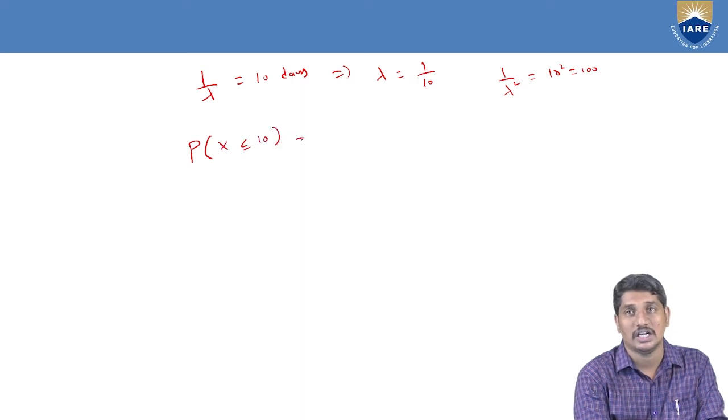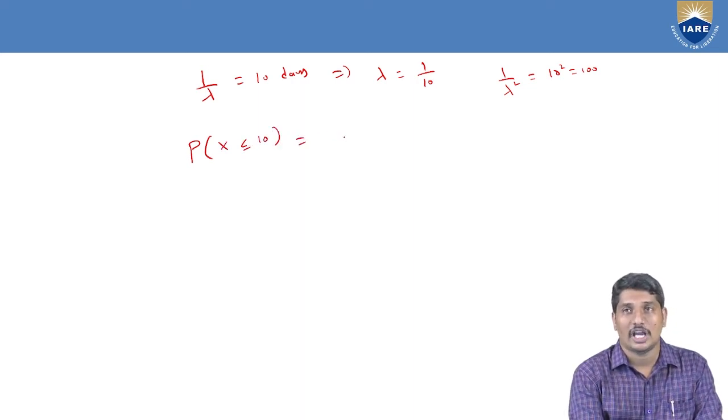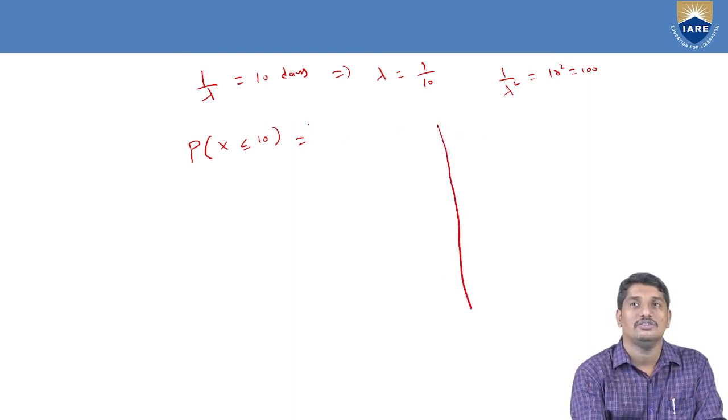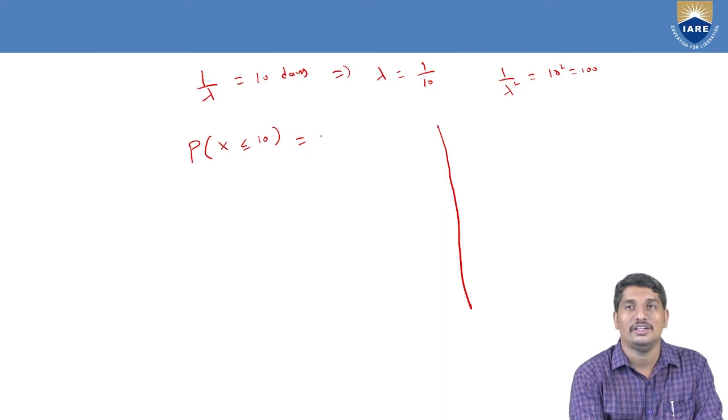Now we are asked to find the probability that there will be a booking within less than 10 days. There are two ways of doing this calculation. One is with the help of the density function. One is with the help of the distribution function. I am going to explain the two ways simultaneously. First, I am going to explain it via the density function.